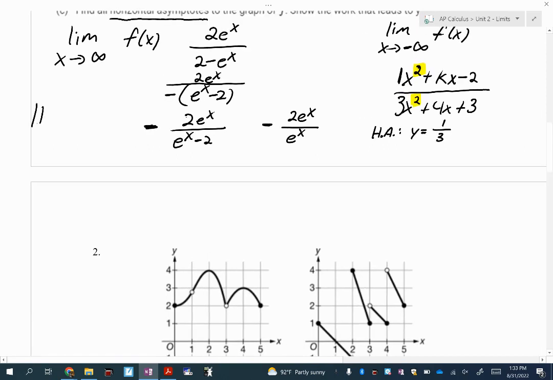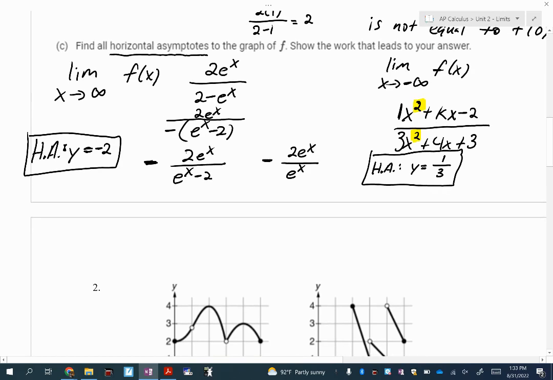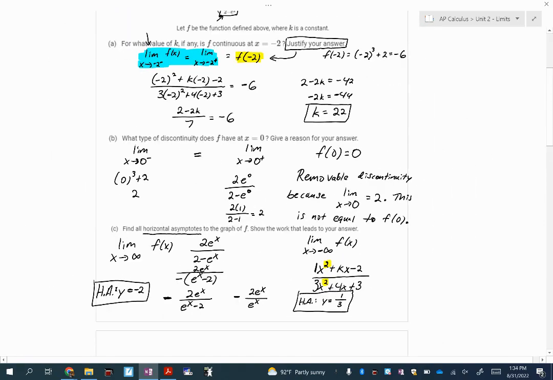So the horizontal asymptote for this piece would be y equals negative 2. So we really have two answers here, and my justification is that as I move in the x direction, far to the left and far to the right, I am approaching these y values. All right, so that's it for this first question.